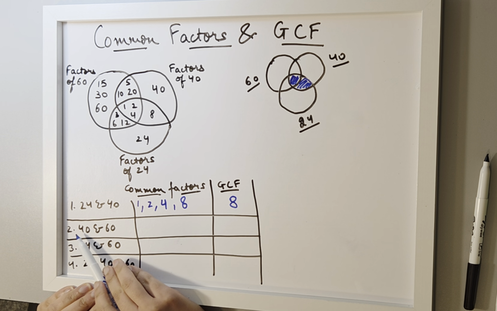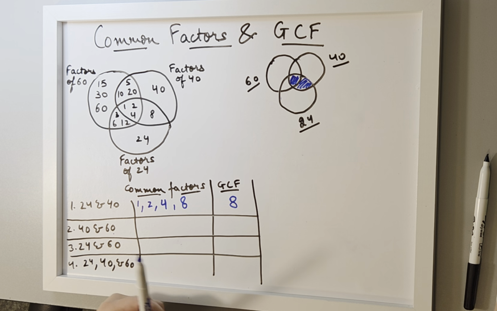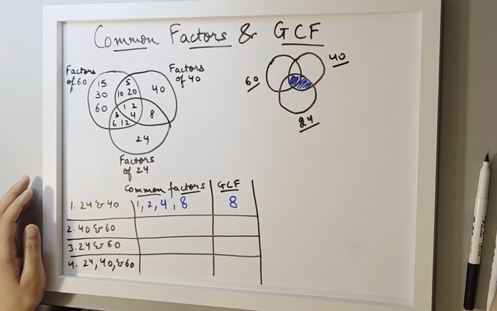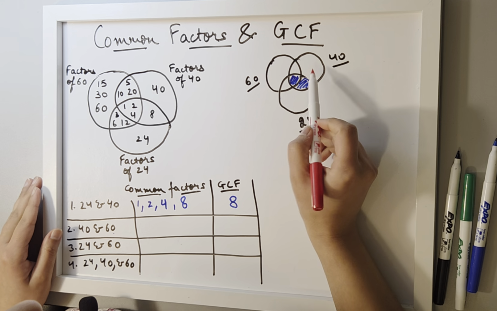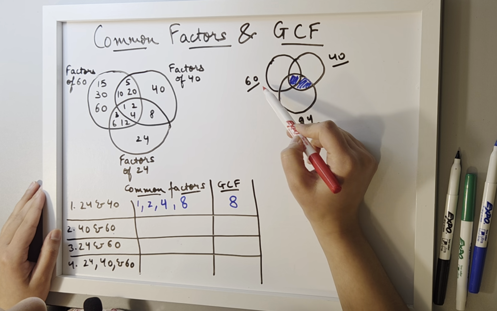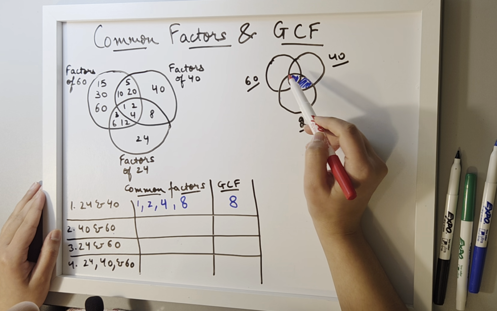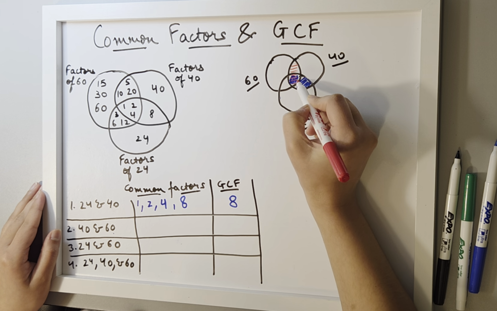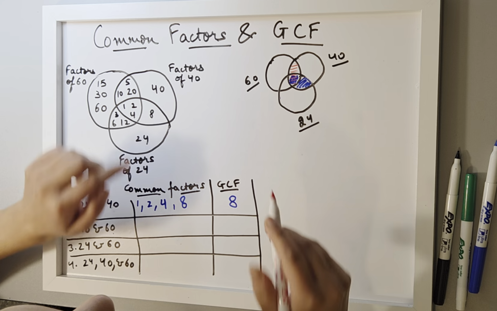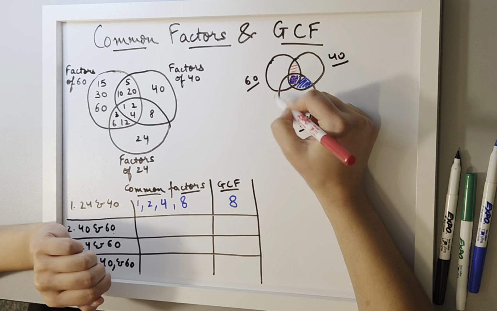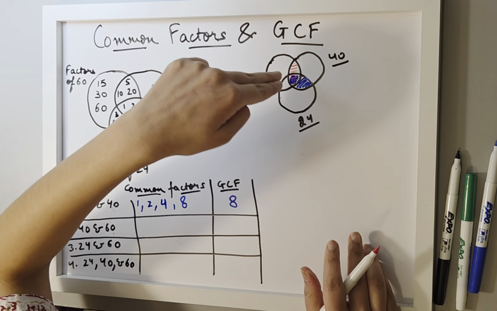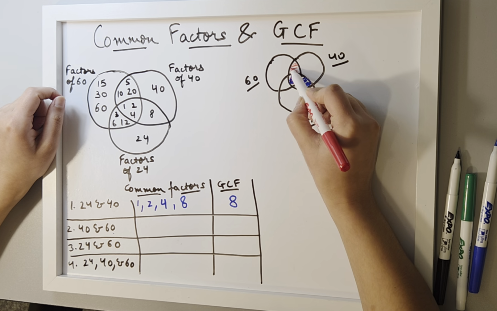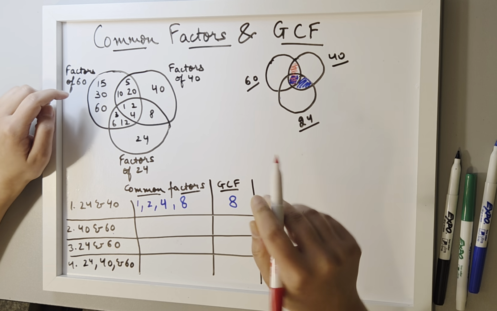Now looking at the next one, between 40 and 60. Let me use a different color. Okay. So between 40 and 60, this is the circle of 40 and this is the circle of 60. Which is the common area? The red one. We can see this center portion is common to all the three circles. So whenever we are trying to find something common for two numbers, this will come in all of them. So it is 60 and 40, these are the two values.